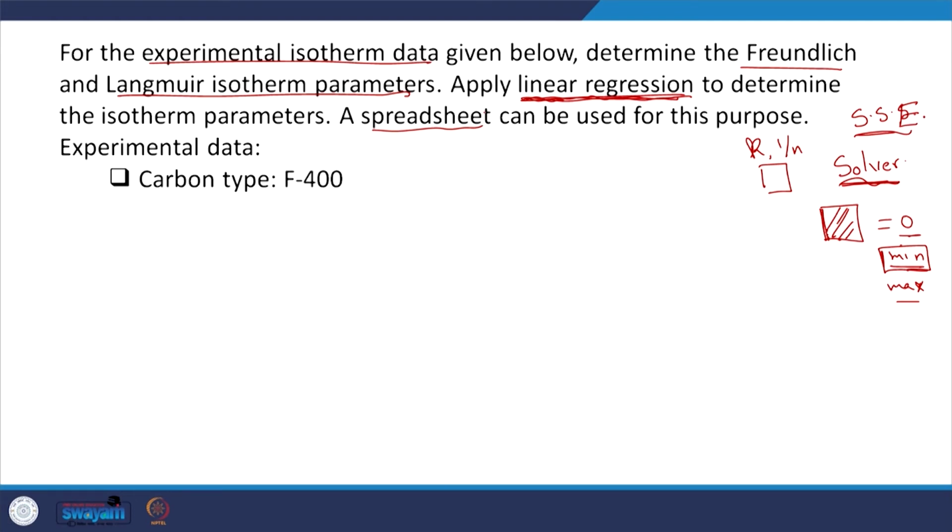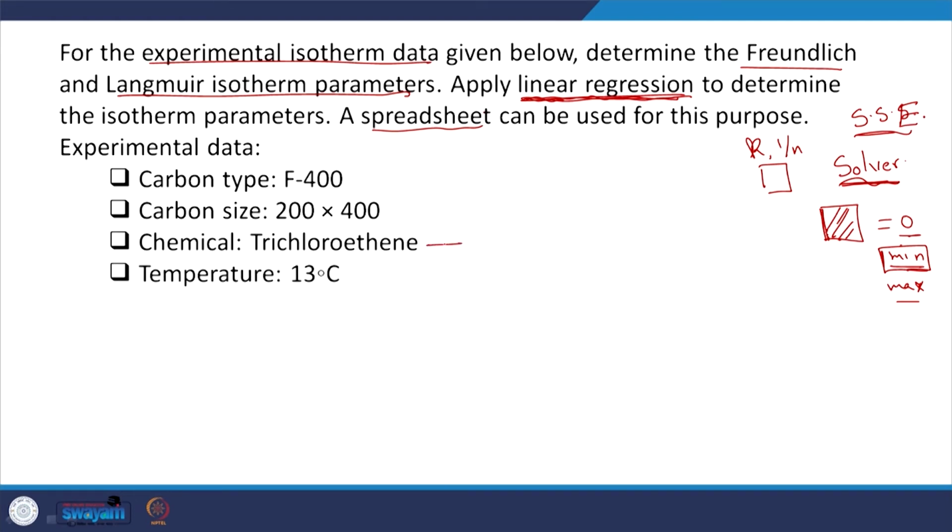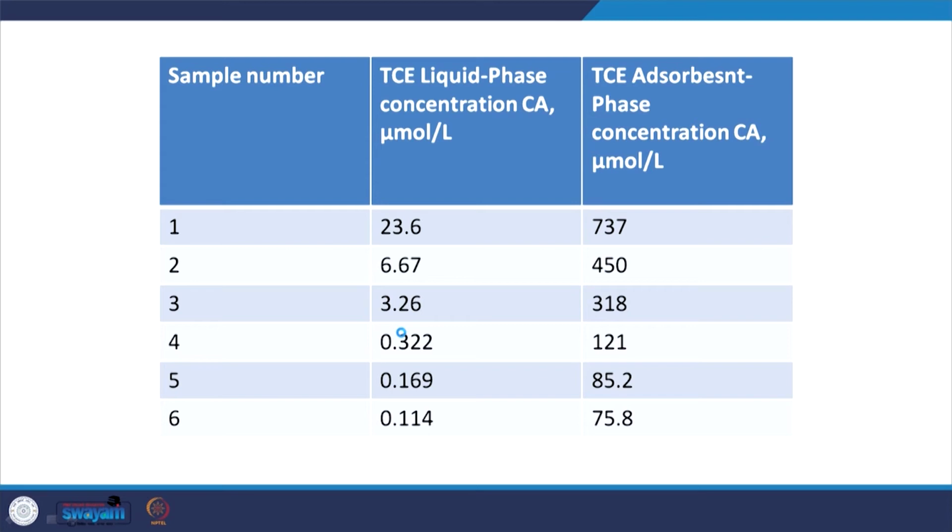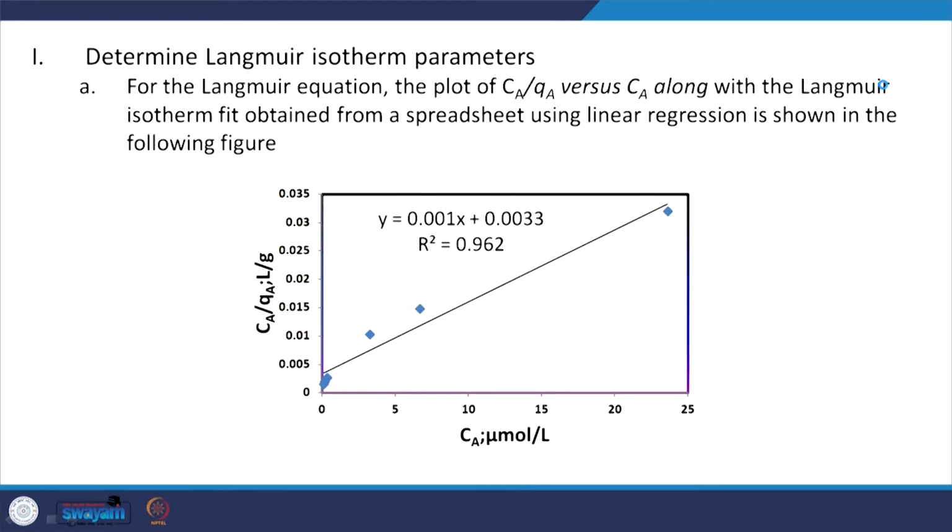Let's see what the data is. We have different carbon type, the chemical, trichloroethene, I guess, temperature, pH, and so on and so forth. Equilibrium time, so considerable time has been given, so we are assuming equilibrium has been achieved. And this is the key aspect we have. TCE, liquid phase concentration, micromoles per liter. TCE, adsorbent phase concentration, micromoles per liter. Let's say this is the adsorbent phase, this is the liquid phase concentration. So you have the relevant values out here, right? So then obviously you can play around with it and calculate Q and C. Well, some are already given indirectly.